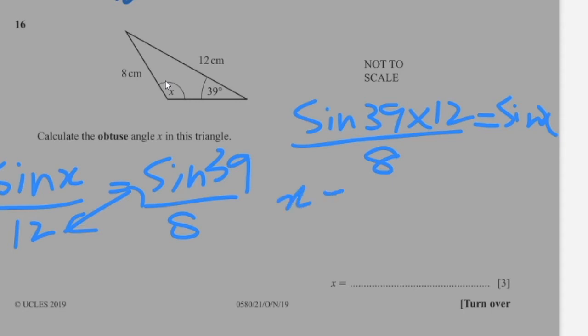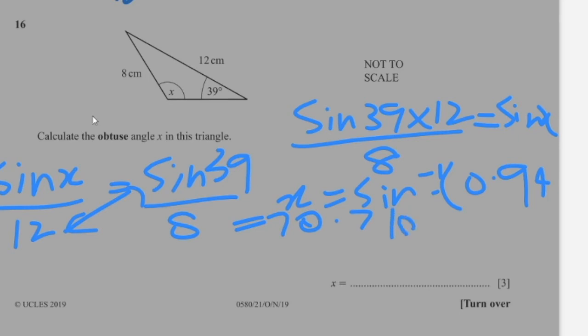So x is equal to sine inverse of 0.94. So we have the value of x as 70.7, but since you can see here in the question, this is an obtuse angle greater than 90 degrees, so I'll subtract the answer from 180. So we have 180 minus 70.7, which gives us the answer as 109.3 degrees.